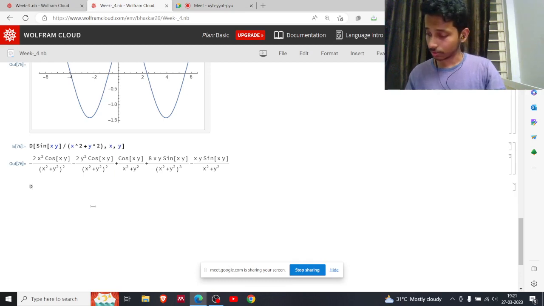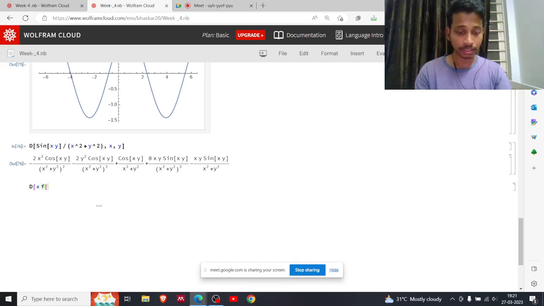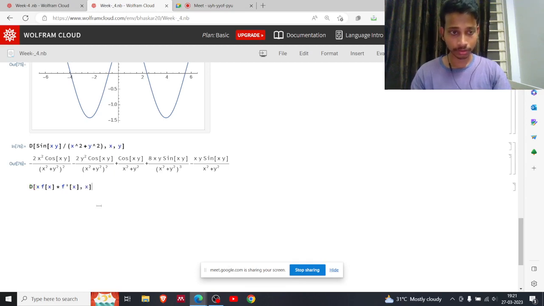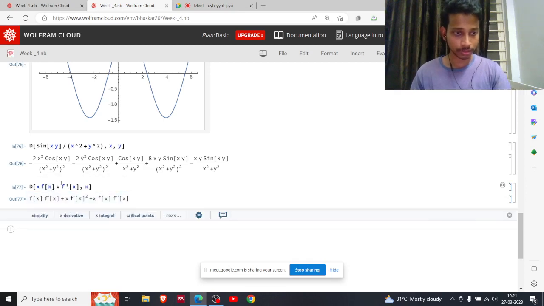This D function can also be used to get the derivative of a symbolic function f. So if I write x f of x multiplied by f dash x, here you can see that this is giving the derivative as f x f dash x plus x f dash x whole square plus x f x f double dash x.